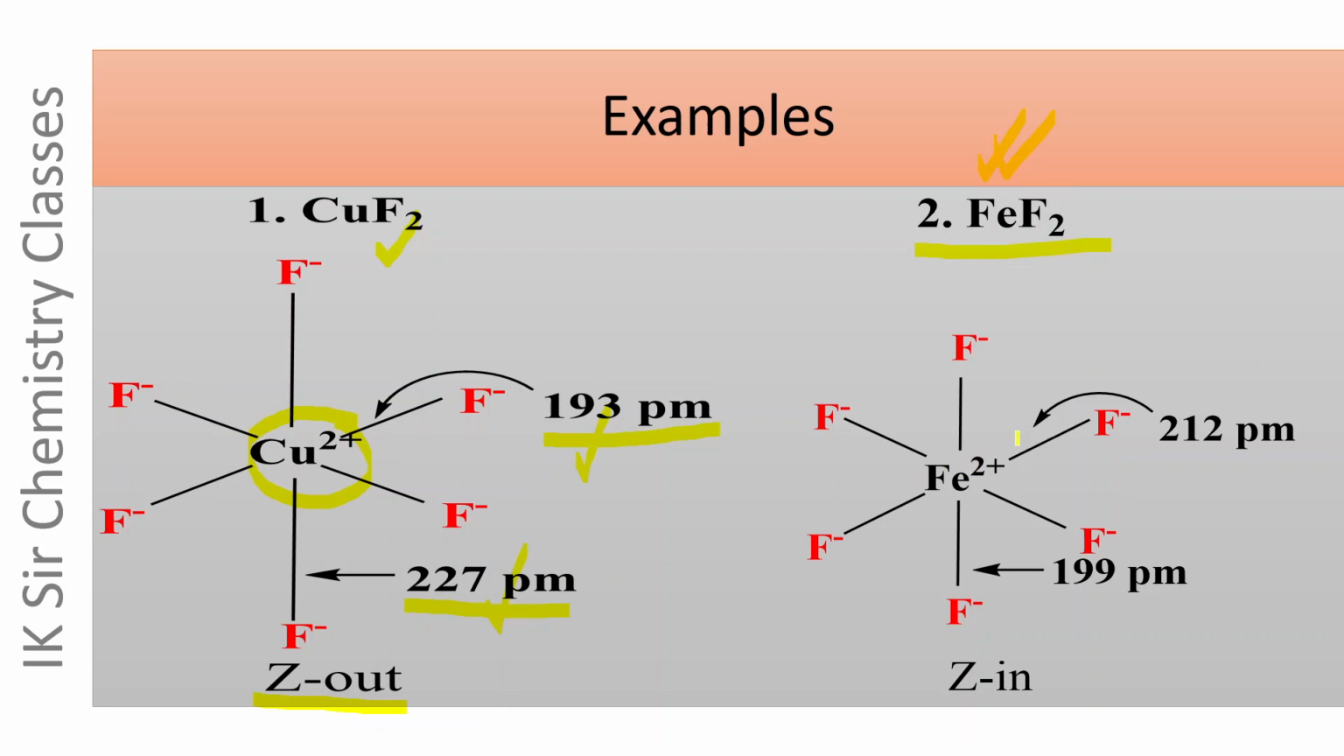In this case, the two bonds on the z-axis have bond length 199 picometer, and it is shorter than the four metal ligand bonds on the xy plane having length 212 picometer. Here, two bonds along the z-axis are compressed, are shorter in comparison to four bonds on the xy plane, and it is an example of a tetragonally distorted octahedral complex.